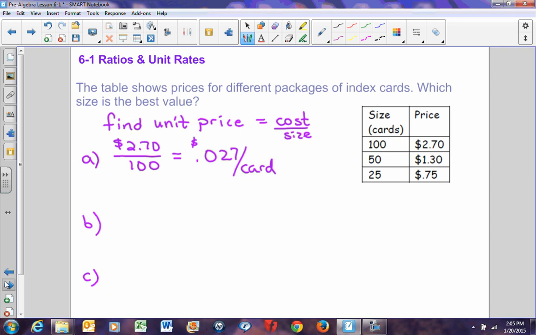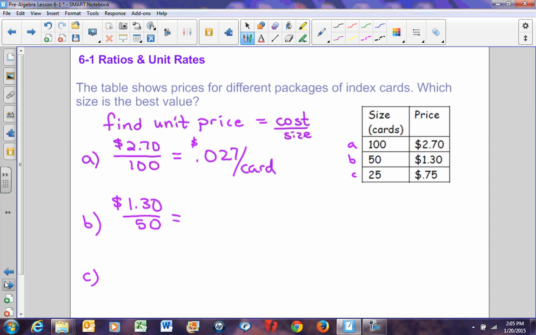Even though we don't have a thousandth of a penny, we leave it out to the thousandths place value because sometimes you need to go that far to be able to compare a unit price. Okay, and by the way, I'm going to make this one A, this one B, this one's going to be C. So B, we charge $1.30 for 50 cards.